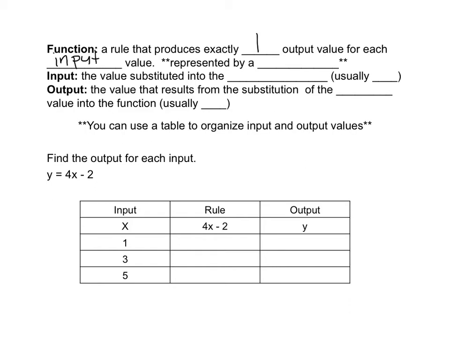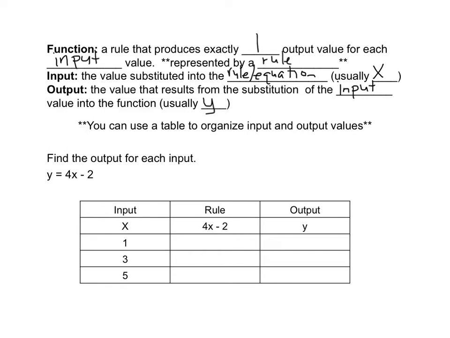A function is a rule that produces exactly one output value for each input value. And it's represented by a rule. The input is the value substituted into the rule or equation. And typically when we're looking at equations, it's represented by x. And the output is the value that results from the substitution of the input value. And it's usually y. And the nice thing is we can use tables to organize input and output values. So we're going to find the output for each input. Our rule is that y equals 4x minus 2.